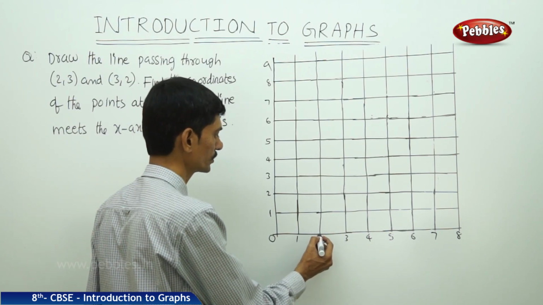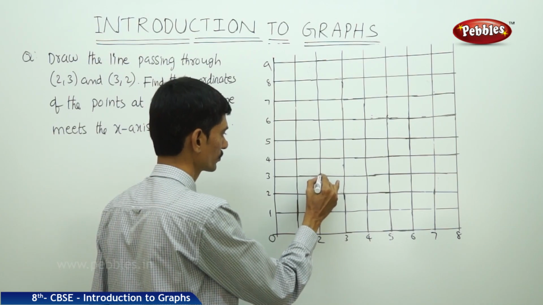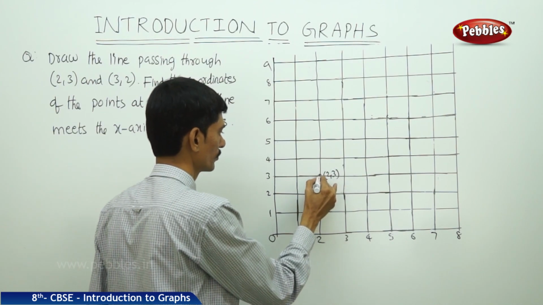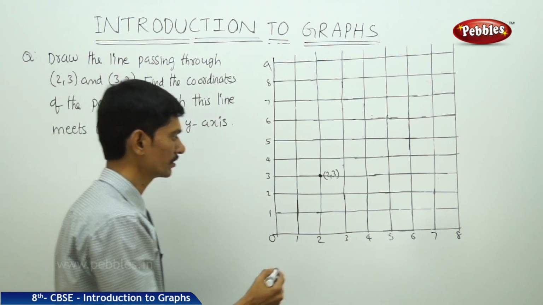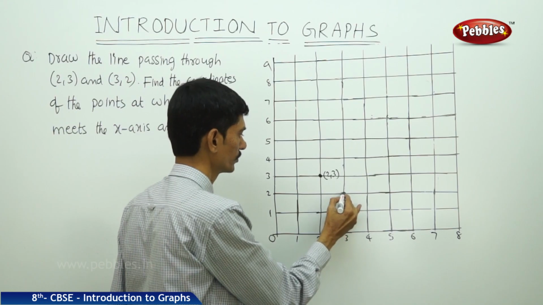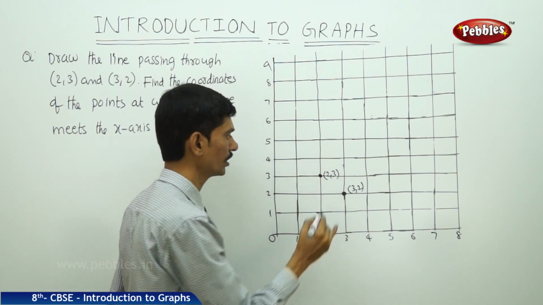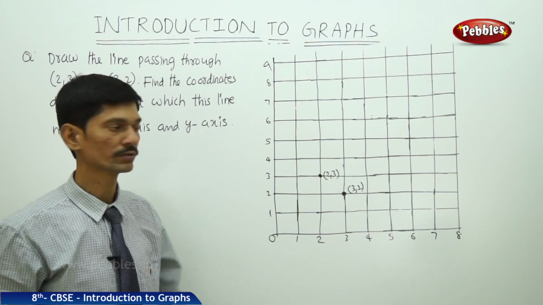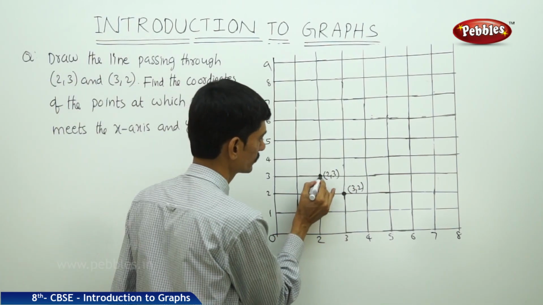So on x-axis we can take 2 and on the y-axis 3. So this is the point 2, 3. And the second point is 3, 2. So on x-axis we can take 3 and on the y-axis 2. So this is the point 3, 2. Now we should draw a line passing through the two given points 2, 3 and 3, 2. Now let us join these 2 points and produce the line.